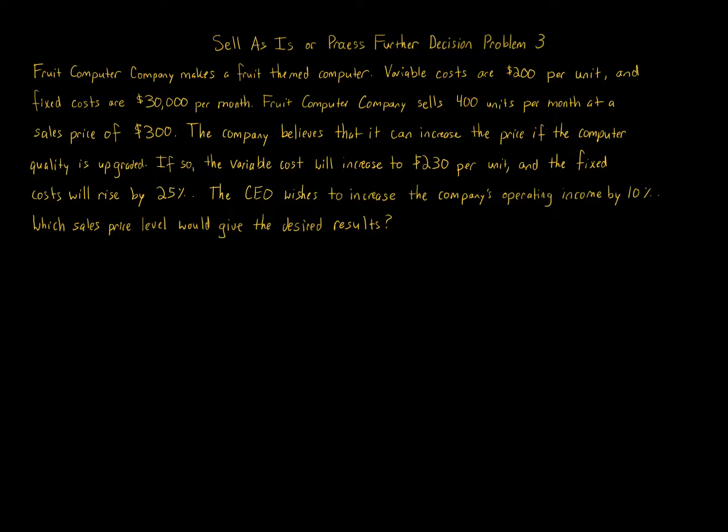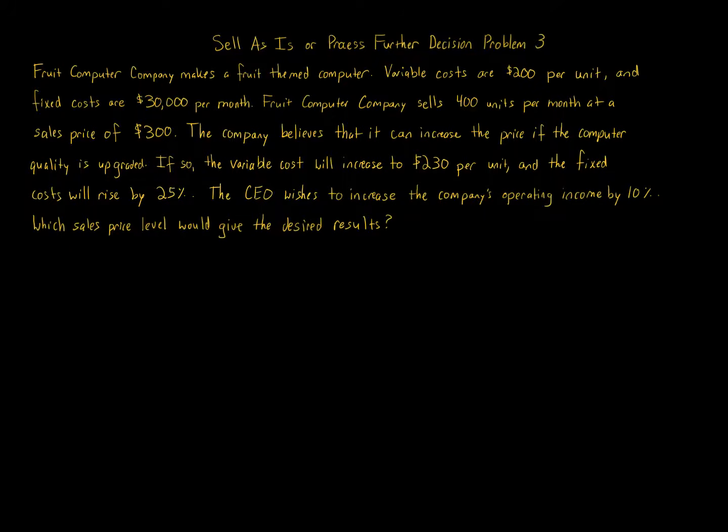Sell as is or process further, decision problem 3. Fruit Computer Company makes a fruit-themed computer. Variable costs are $200 per unit and fixed costs are $30,000 per month. Fruit Computer Company sells 400 units per month at a sales price of $300. The company believes that it can increase the price if the computer quality is upgraded. If so, the variable cost will increase to $230 per unit and the fixed cost will rise by 25%.